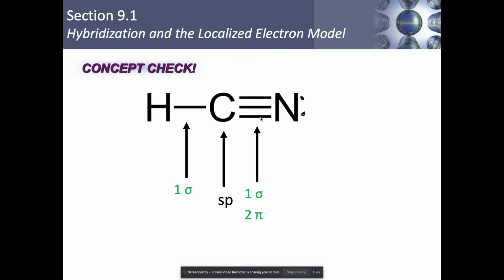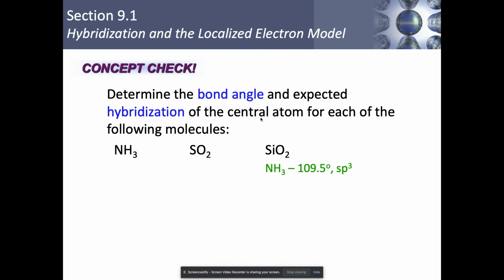All right, last but not least, now we're skipping a lot here, by the way, at the end. Well, the answer came up already. Well, it doesn't matter, who cares? So determine the bond angle and expected hybridization of the following central atoms for each of the following molecules. Well, I gave away that answer already.